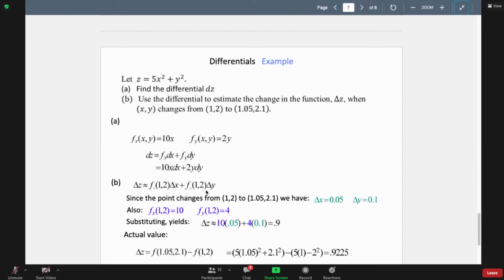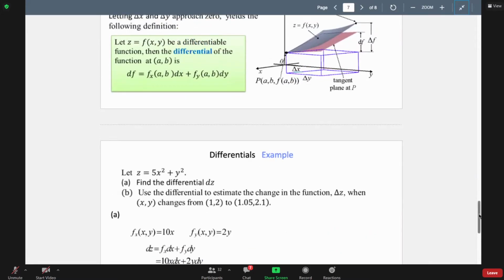And now we use this approximation formula. Delta z is roughly fx at the point (1, 2) times delta x plus fy at the point (1, 2) times delta y. Well, fx at (1, 2) is 10. fy at (1, 2), y is 2, so it's 4. And delta x is, as we discussed, 0.05, delta y is 0.1. So substituting, delta z is 10 times 0.05, plus 4 times 0.1. If you compute this, it is 0.9.